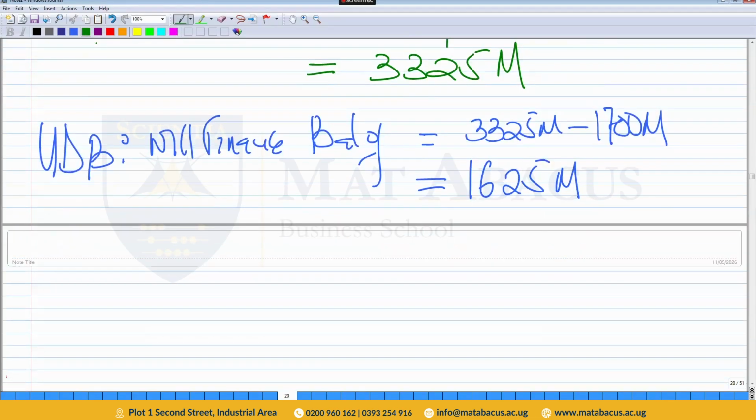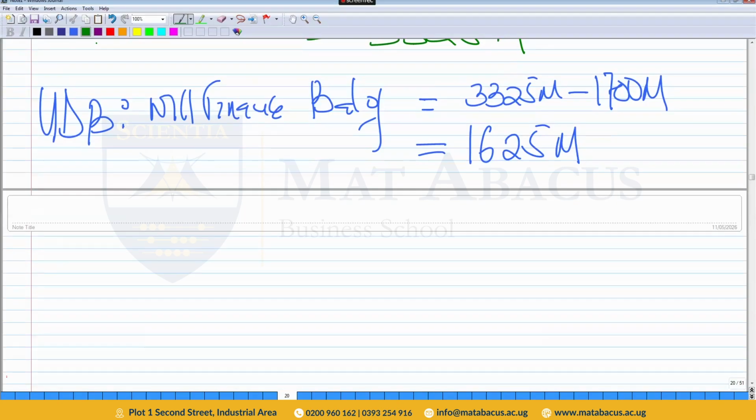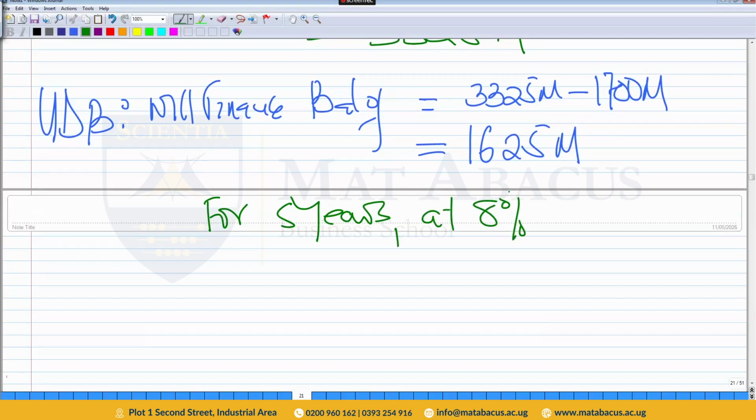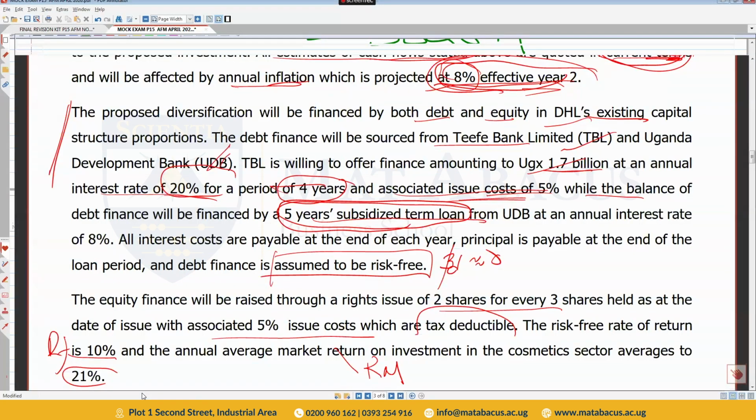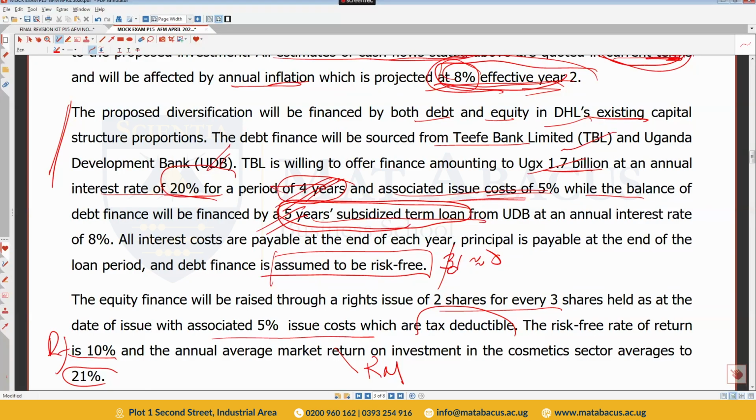There is a problem also. This is for 5 years. This is for 5 years and at 8%. I will come to the issue costs later, but I wanted us to note that. Therefore, there's 5 years. These are the problems you should be able to identify in the exam.